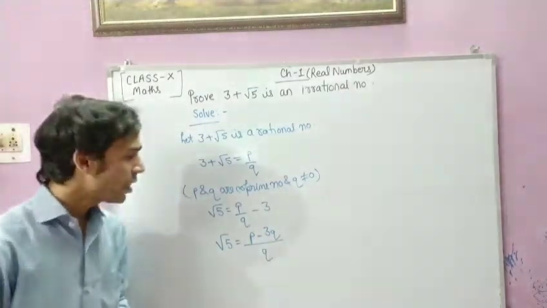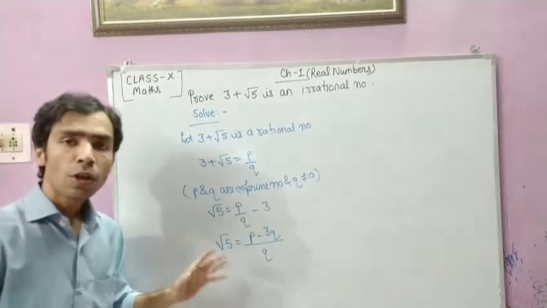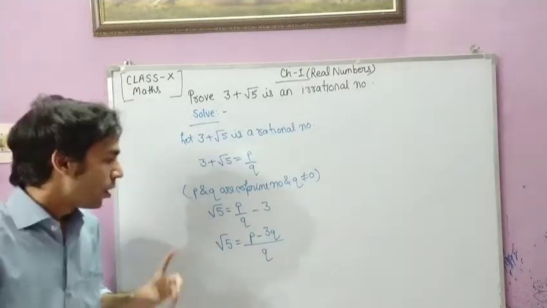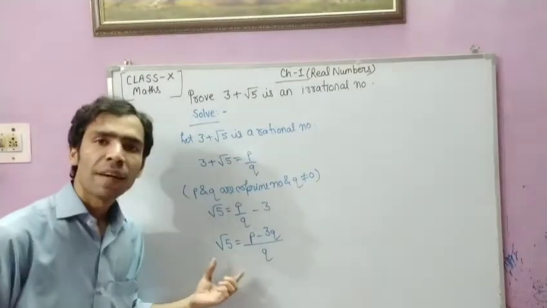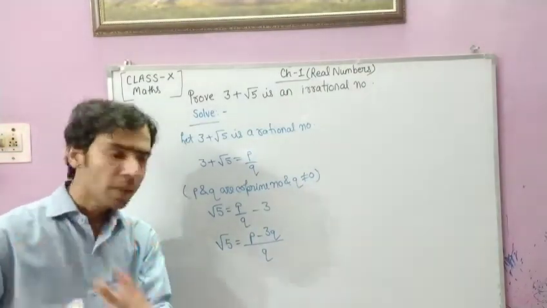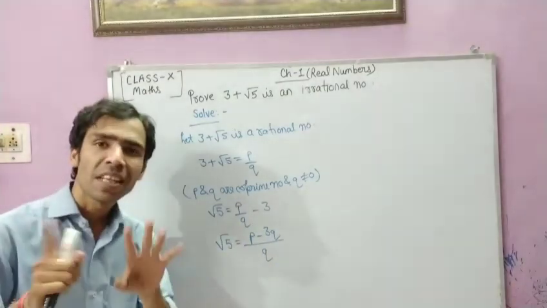Now see, student, now you have two sides, one is the LHS and the other side is the RHS. Now root 5, we know that root 5 is irrational, and now see, we have already assumed that p upon q was rational.